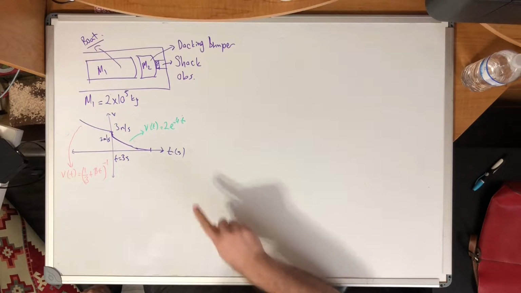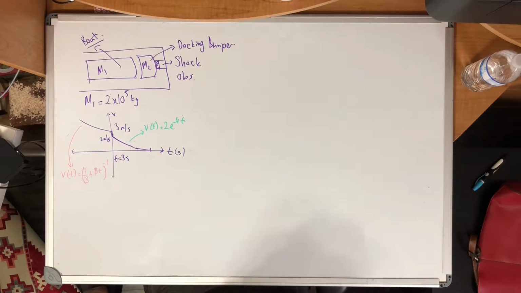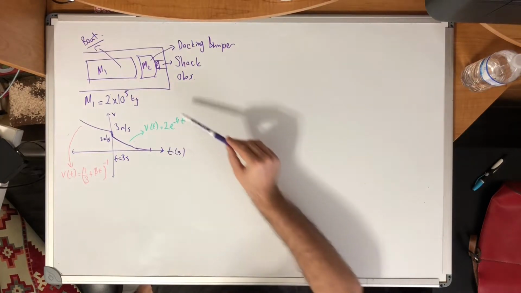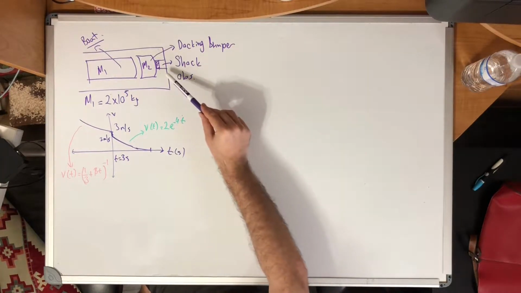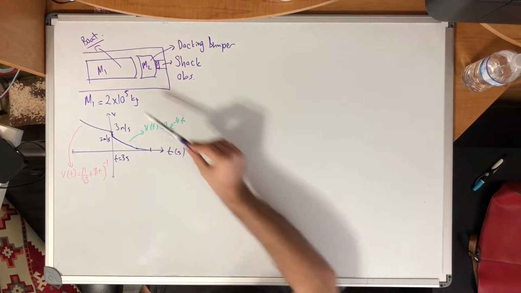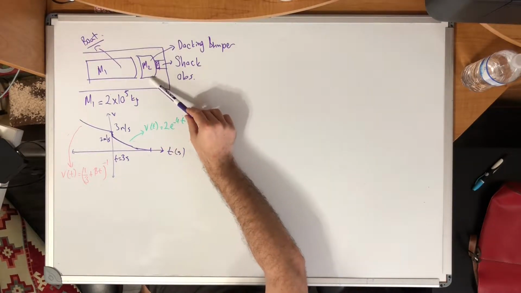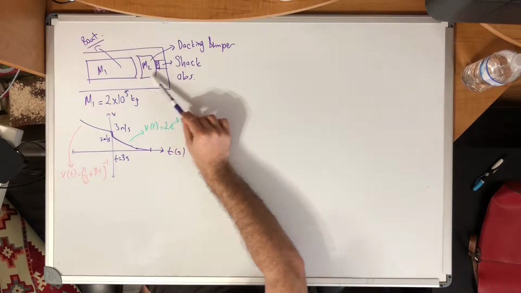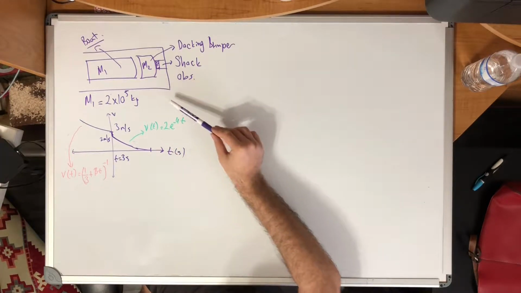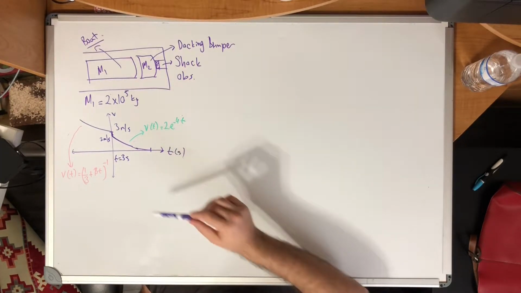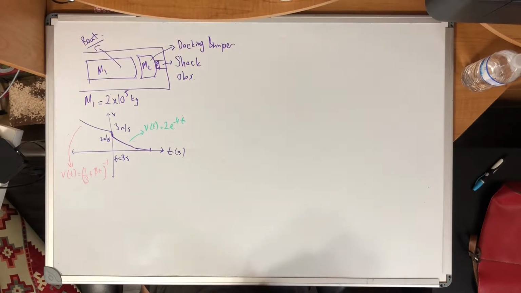I put more information on the picture than what the question gives you. You have a boat, and there's a bumper and a shock absorber over here. What happens is the boat hits the docking bumper and then it basically slows down. The mass of the boat is 2 times 10 to the power 5 kilograms.